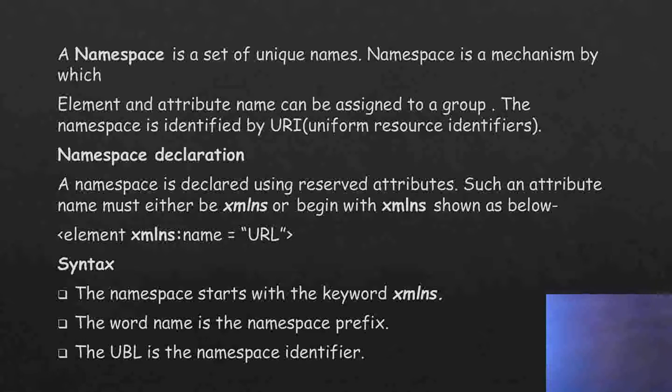Syntax: the namespace declaration starts with the keyword xmlns. The word name is the prefix. The URI is the namespace identifier. Namespaces can be declared either explicitly or by default.